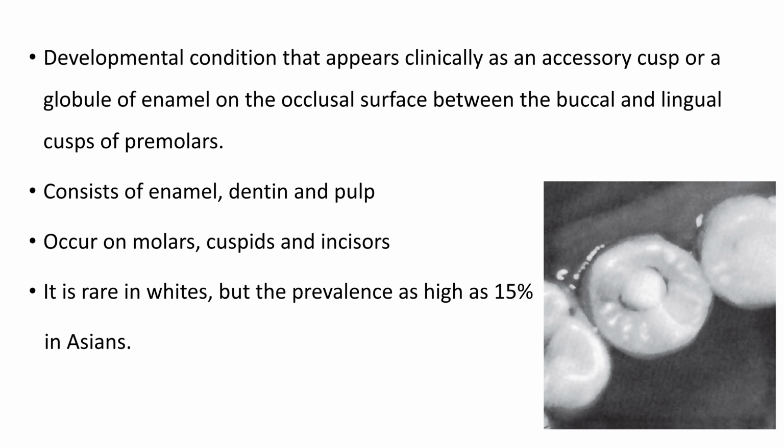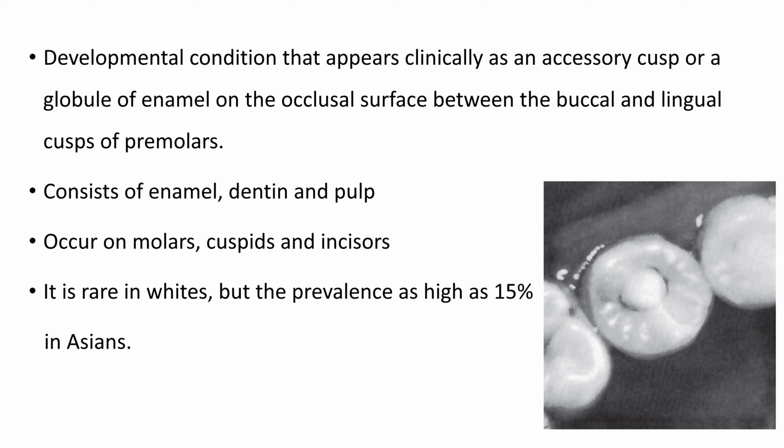It has been reported to occur on molars, cuspids, that is canines, and incisors. Coming to prevalence, it is around 2.2% and is rare in whites, but the prevalence is as high as 15% in Asians. It normally consists of enamel, dentine and pulp.